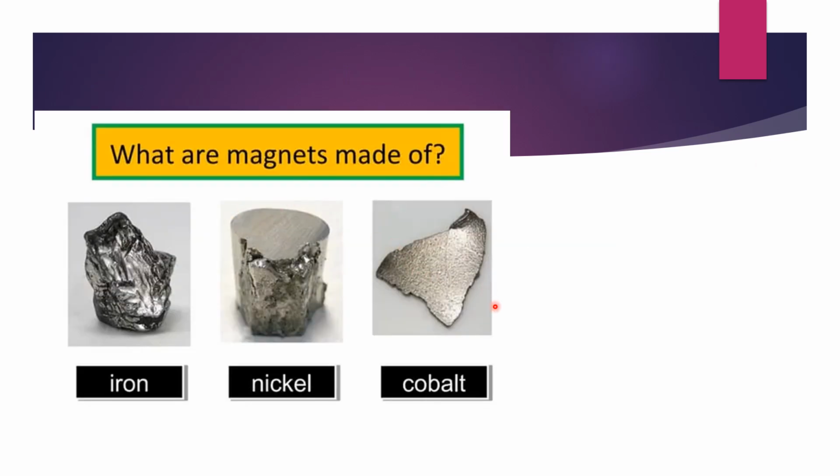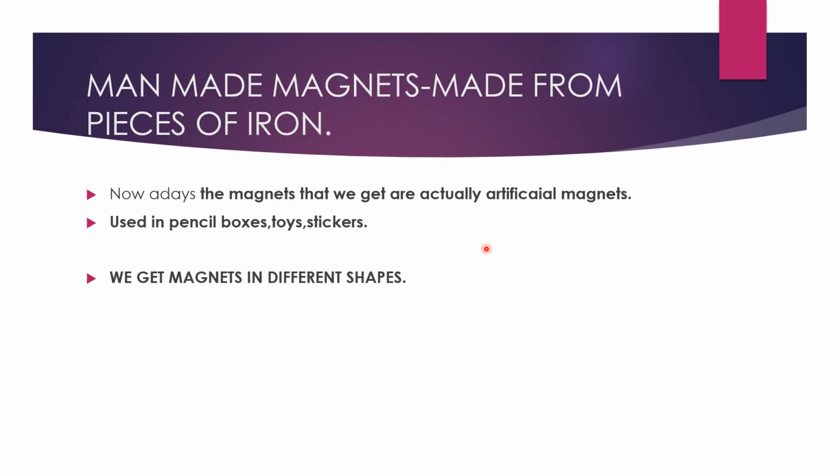So what are magnets made of? Nowadays we have artificial magnets. These are not naturally occurring magnets. These are artificial magnets, made up of iron, nickel and cobalt. These three metals are used to make the magnets. They are also called artificial, or man-made magnets, made from pieces of iron or nickel. Nowadays the magnets that we get are actually artificial magnets. We are not getting lodestones, the naturally occurring magnet; nowadays we are making it.